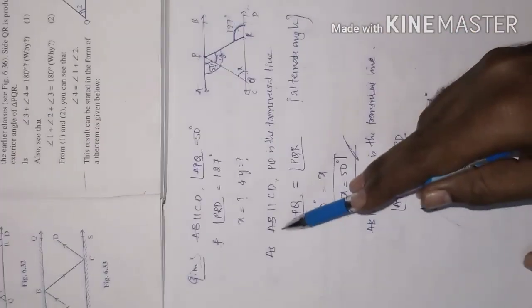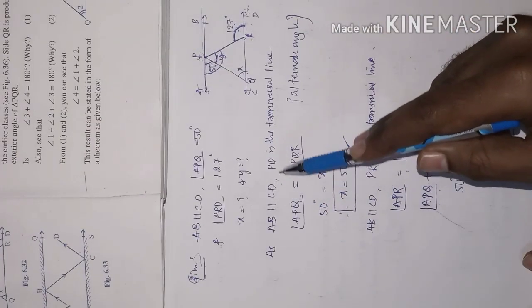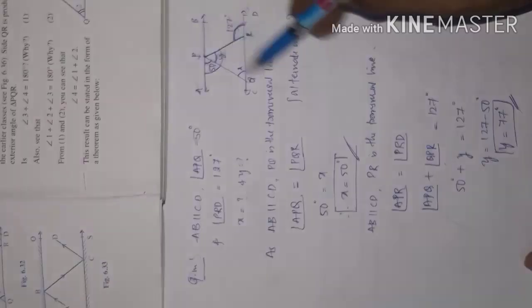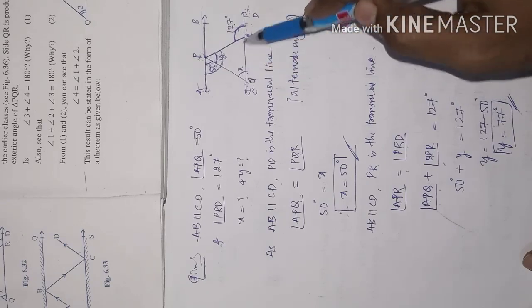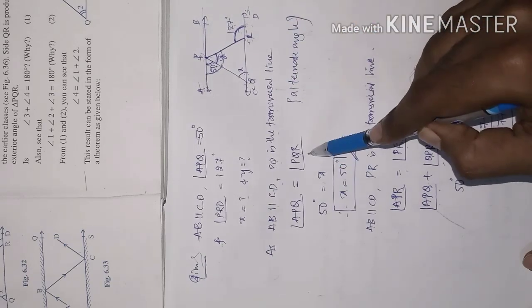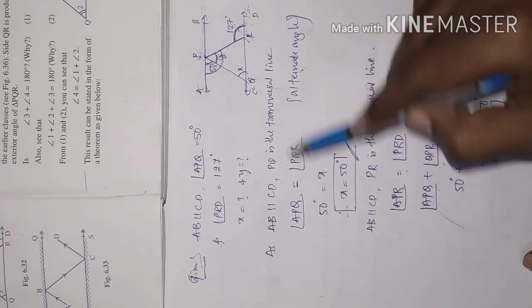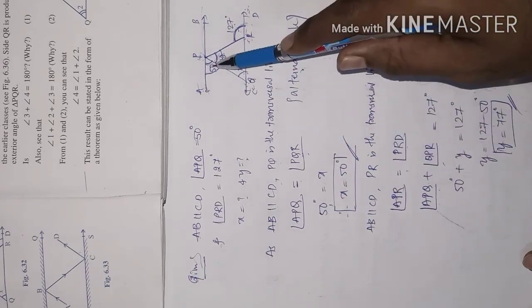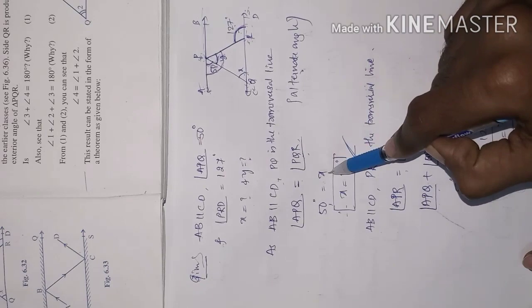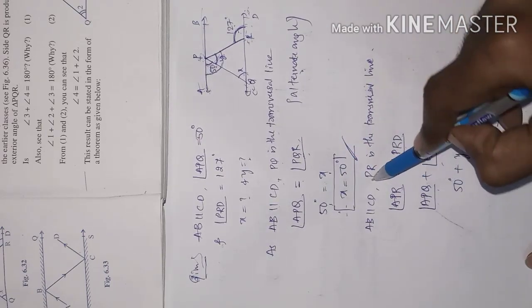As AB and CD are the parallel lines and PQ is the transversal line, angle APQ is equal to angle PQR, because alternate angles are formed. They are equal because of alternate angles, and angle APQ is how much? 50 degrees. And PQR is X. Therefore X is equal to 50 degrees.